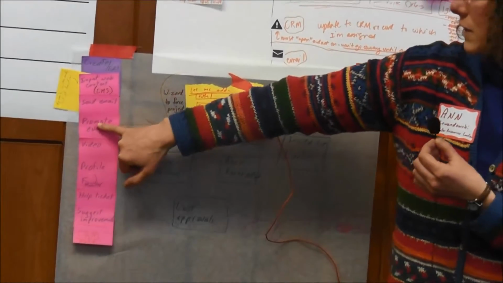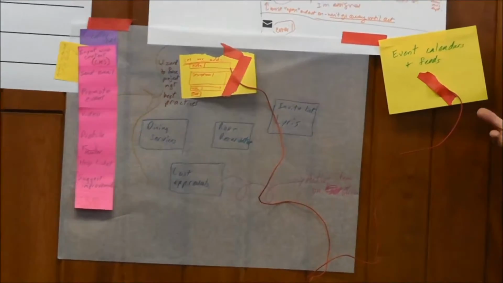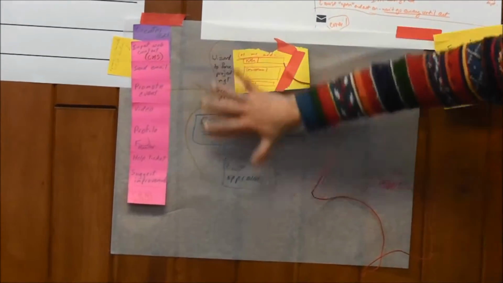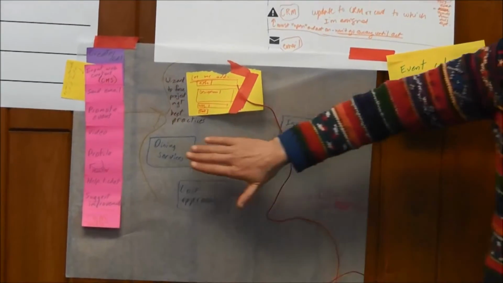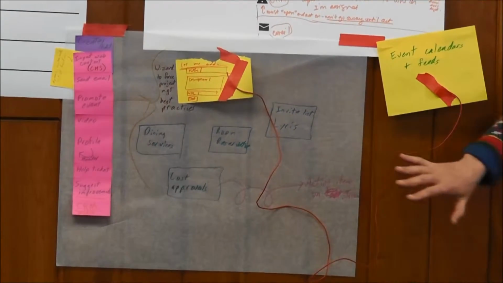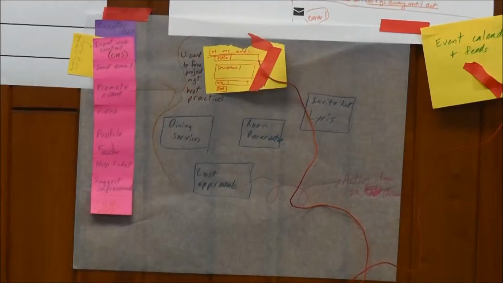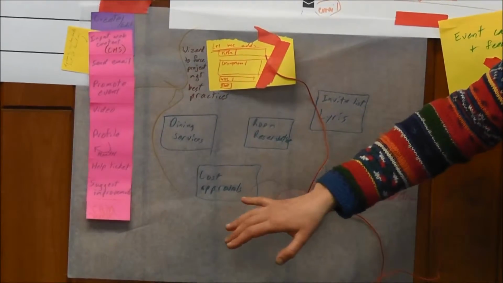But this is all linked. Let's say you click on this promote event button. You're somebody that sets up events. You click on that, you would get this whole page, which would link you to dining services and room reservations, so you could set that up, something to help you create your invitation list and go off to Lyris and send out your mass email to promote it.